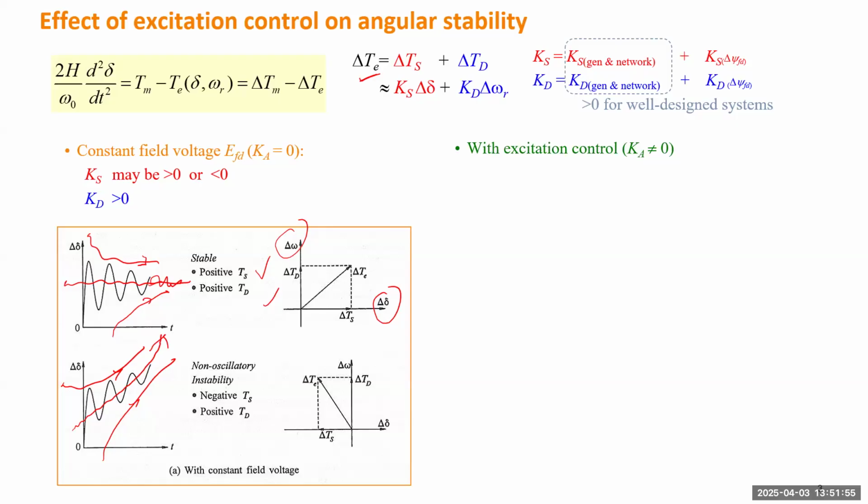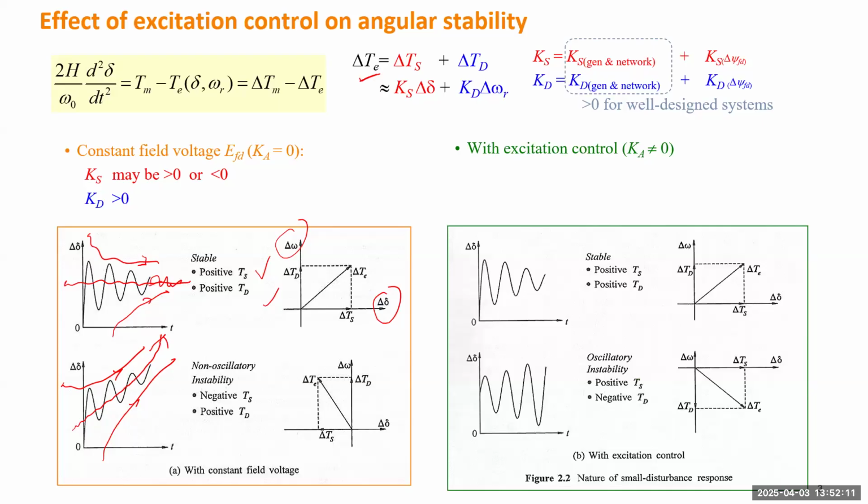Okay, so now you feel, okay, that's definitely not good. I don't want this generator to lose stability. So maybe I can utilize excitation control to enhance the stability. If you add a very strong excitation control, you still have two scenarios. One is stable, the other is unstable.